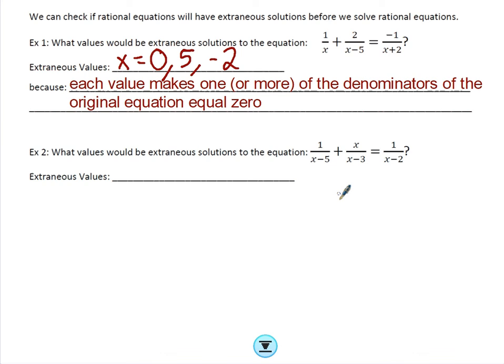Example number 2, what values would be extraneous solutions to this equation? 1 over x minus 5 plus x over x minus 3 plus 1 over x minus 2. We don't care at all about this x in the numerator. Numerator doesn't matter to us because the numerator can be 0, and that would be fine. We're just looking for the x values that make the denominator, any one of the denominators, equal to 0. So in this particular case, x minus 5, if you put 5 in there, 5 minus 5 is 0. Here 3 minus 3 is 0, and here 2 minus 2 is 0. So those are the potential extraneous solutions for this example number 2.